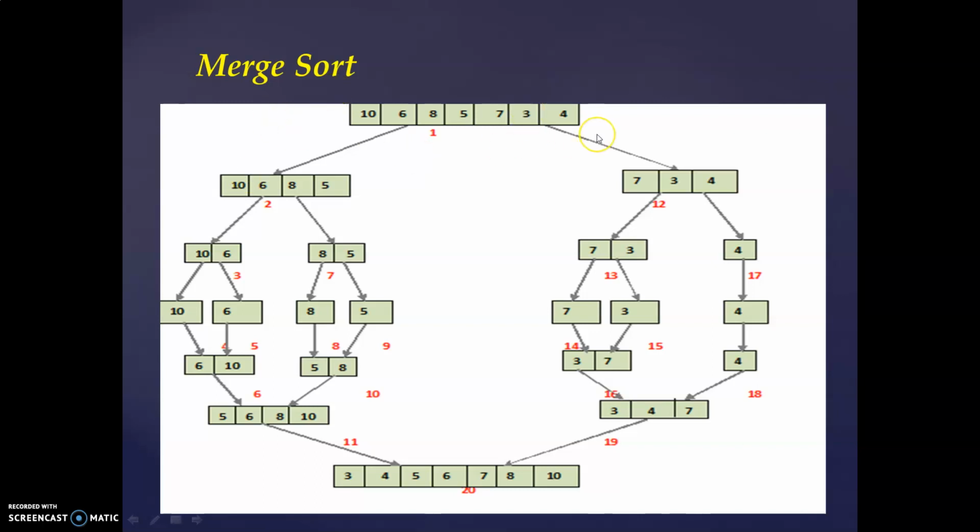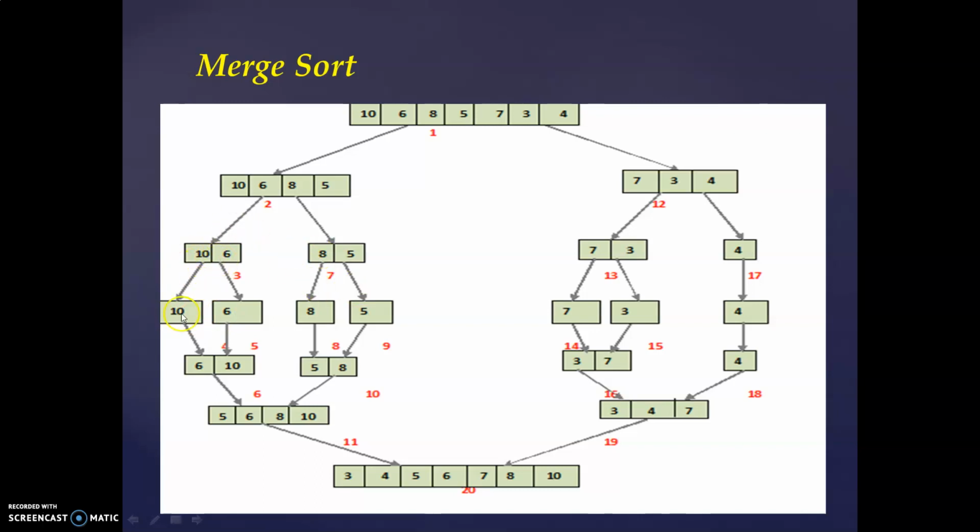So if there are 7 elements, divide them into 4 and 3. First I divide 10, 6, 8, 5 into one group and 7, 3, 4 into another group. The actual array is A. We are dividing this array into two halves, A1 and A2. Now A1 consists of 4 elements. Again A1 is divided into two halves, 10, 6 and 8, 5. Now 10, 6 is divided into 10 and 6, and 8, 5 is divided into 8 and 5.